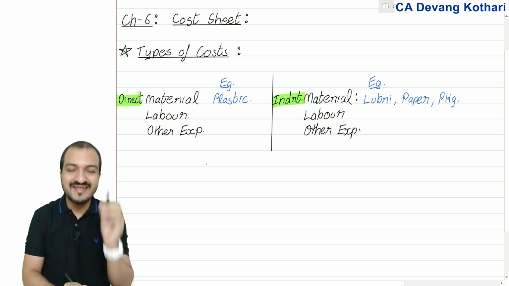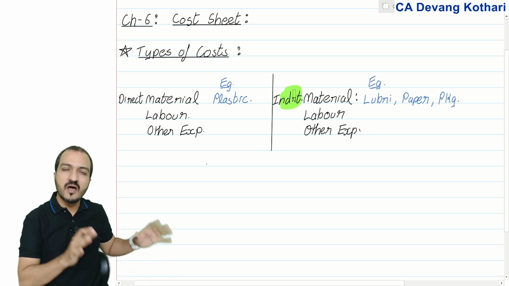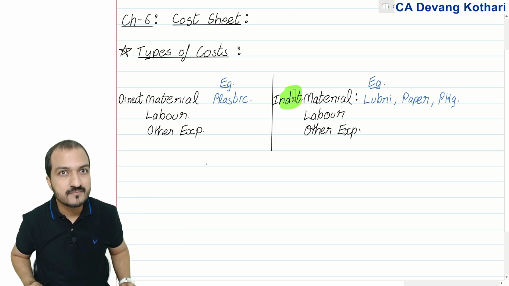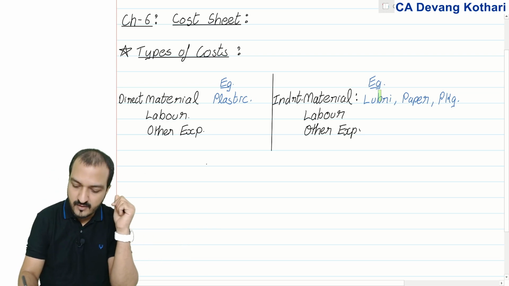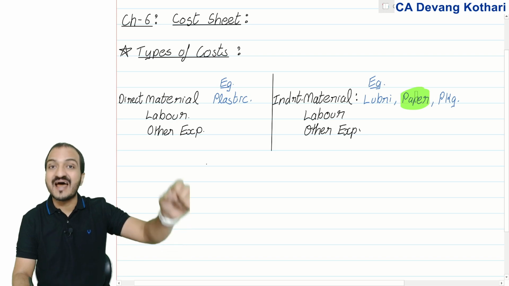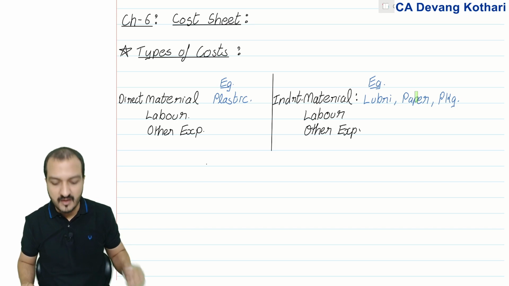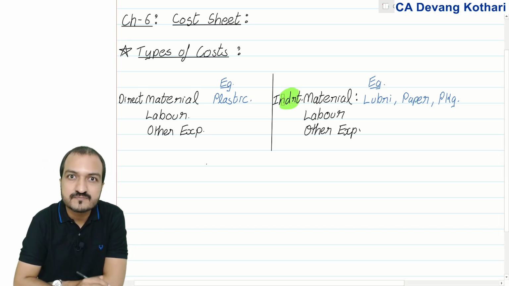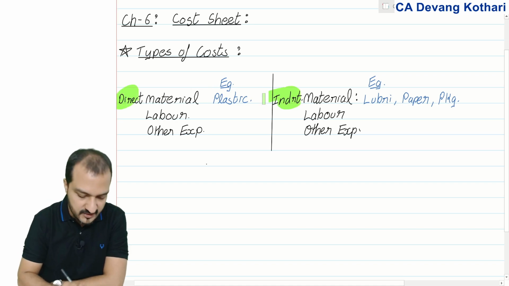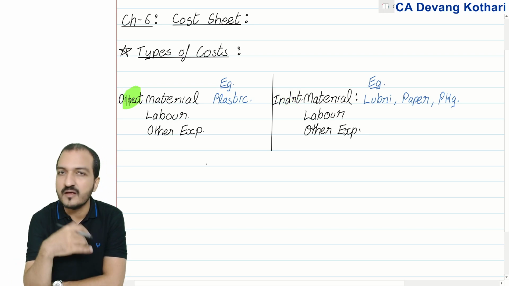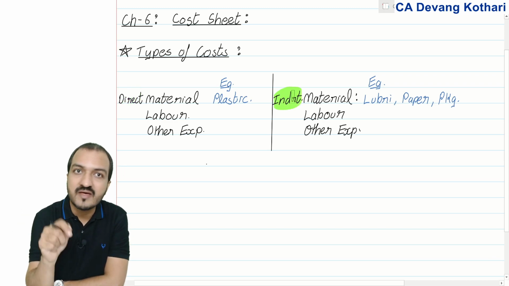Direct means the materials which are directly used for producing the product. Indirect means it is used in the company but not directly on the product. You see the difference? Lubricants are used in the machine. The machine is used to make the product. Paper is used in the accounting office, the admin office. The admin office is there to administer and manage the entire business. That is called indirect cost. Can you differentiate direct versus indirect here? Direct means directly related to the product, directly incurred on making the product. Indirect means not directly related to making the product.